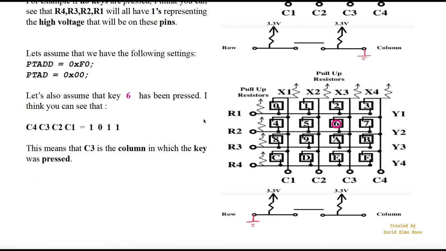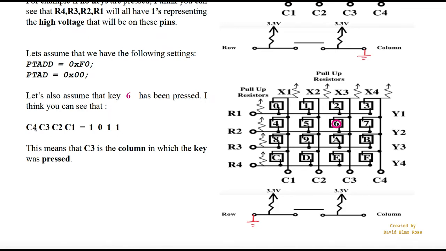Now let's take a look at the case where we actually do push a key, and let's make that key be 6 on our keypad that we've got here. If we use PTADD as F0 and put 00 out, it's going to write zeros again to the row side here, which means that every point out to here is going to be ground. Now if we take a look here, that means that if we don't press any keys, all the column pins here are going to be 3.3 volts.